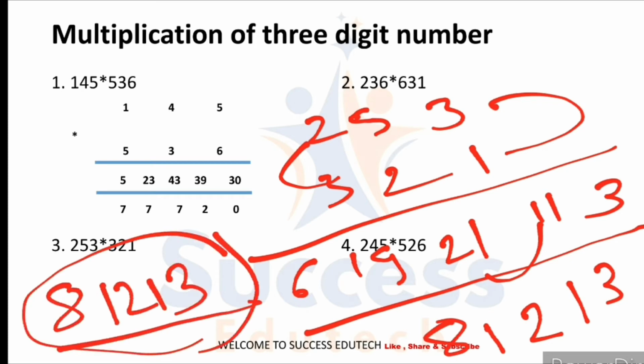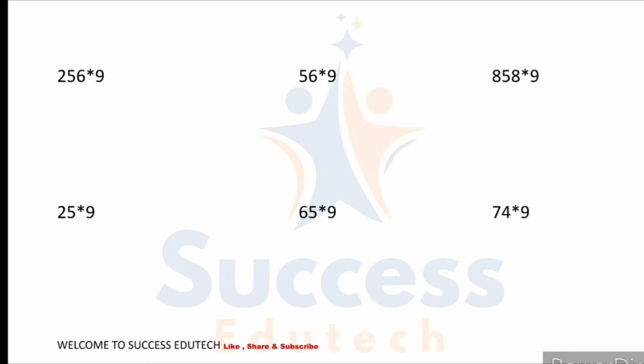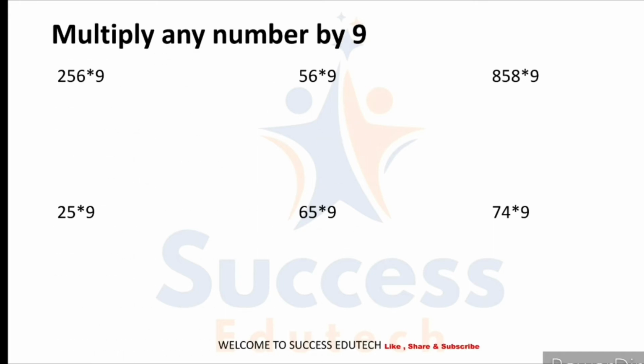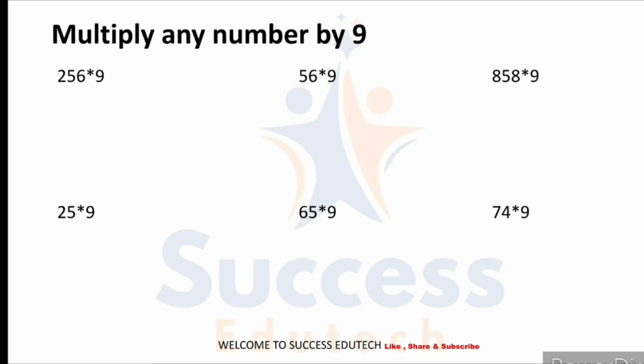This is an easy way of multiplying a 3-digit number by a 2-digit number. I hope you have cleared all your doubts regarding multiplication of 2-digit and 3-digit numbers. Now we are seeing multiplication by 9. How easy a way. Now just see, multiply by 9. How to multiply by 9.